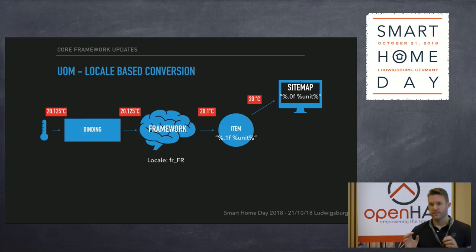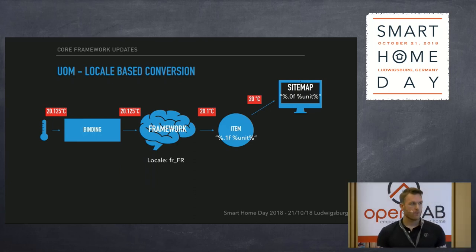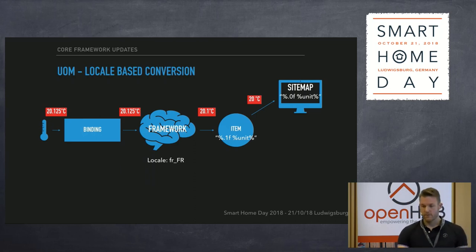This is the same example as before, but now we are in France, so the locale is French. And here you can see that basically no conversion at all will take place because, locale-based, we are in the metric system. We get centigrade provided from the binding, so nothing to do here, just cut the decimal places.